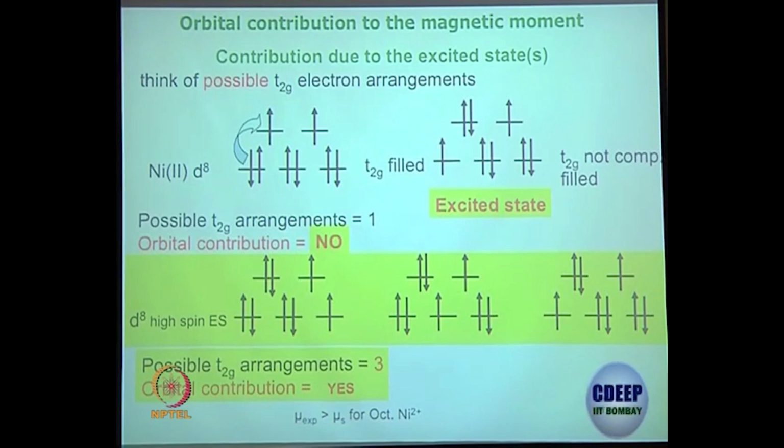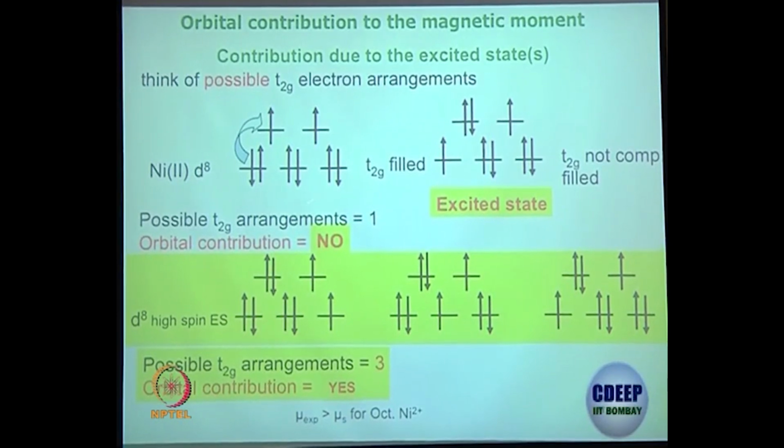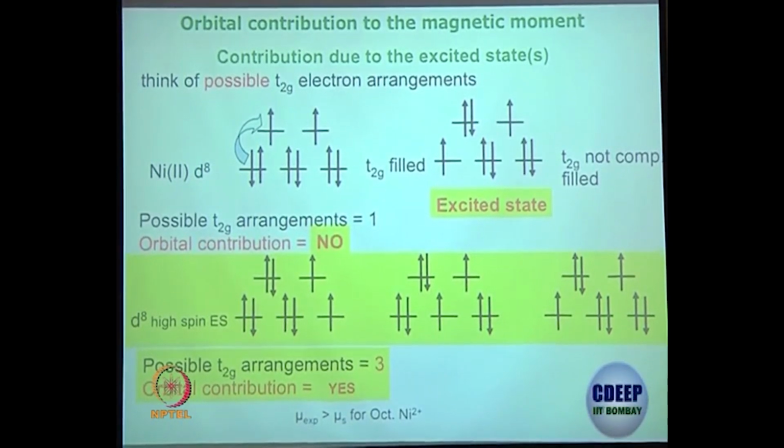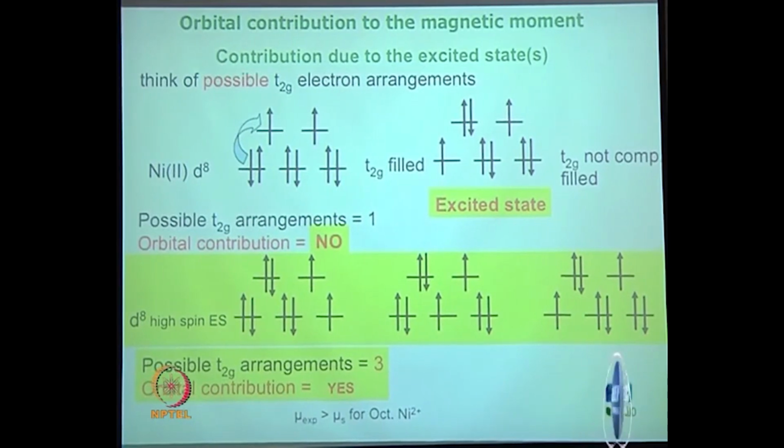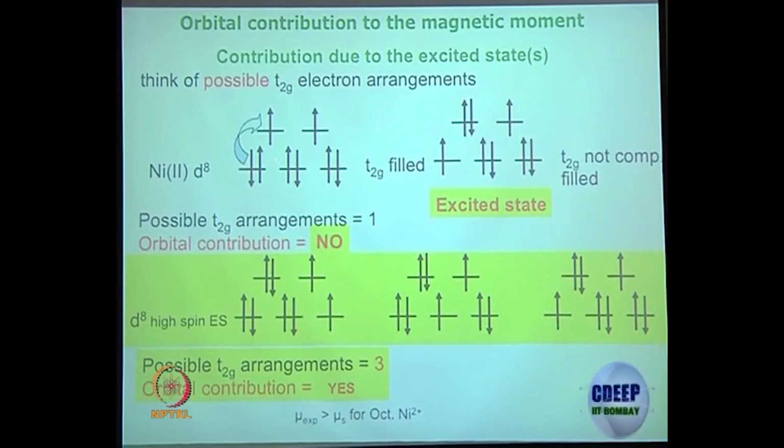Nickel 2 plus D8 octahedral will be, this is the electronic configuration. Octahedral with not so strong field ligand. Strong field ligand should have given you the square planar geometry. This is nickel tetrachloride or nickel hexaaqua or whatever. Weak field ligand should give you the octahedral species.